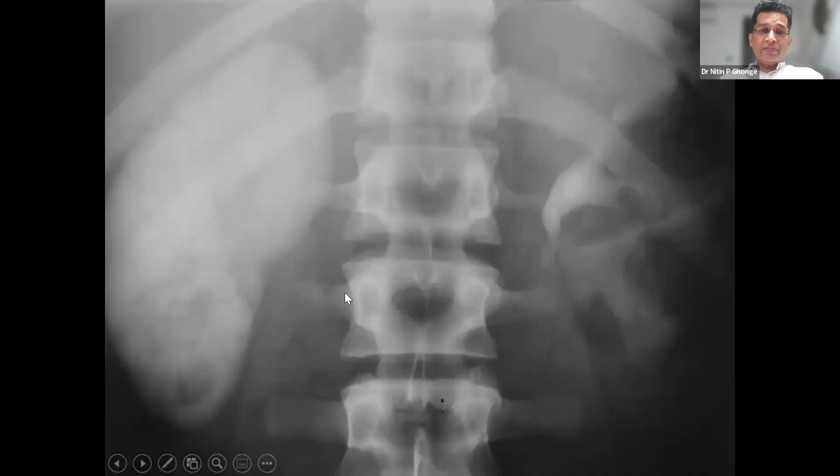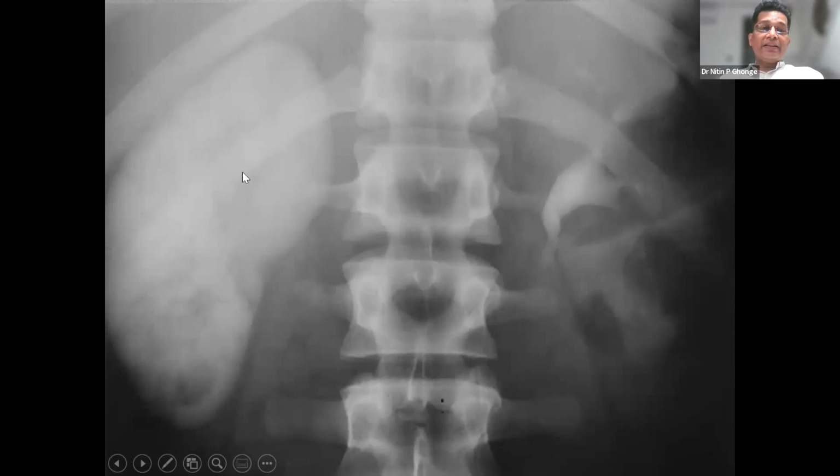This is an IVP film. Here, the right kidney, the left kidney. On the left side, you can see the contrast is already seen in the urinary pelvicalyceal system on the left side.